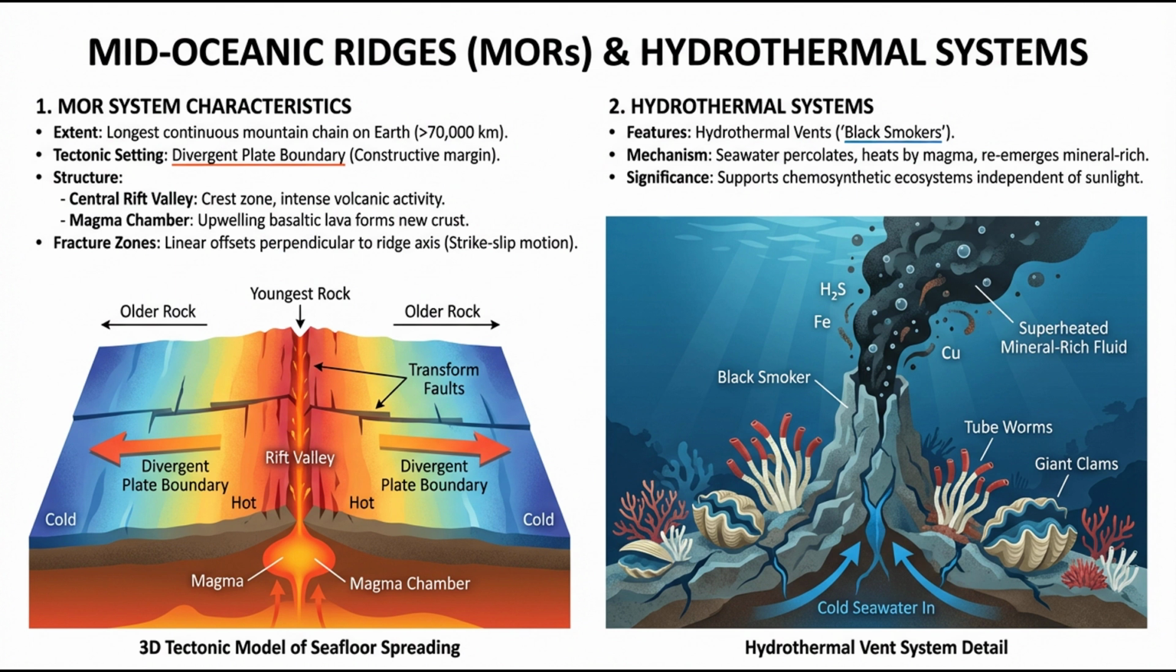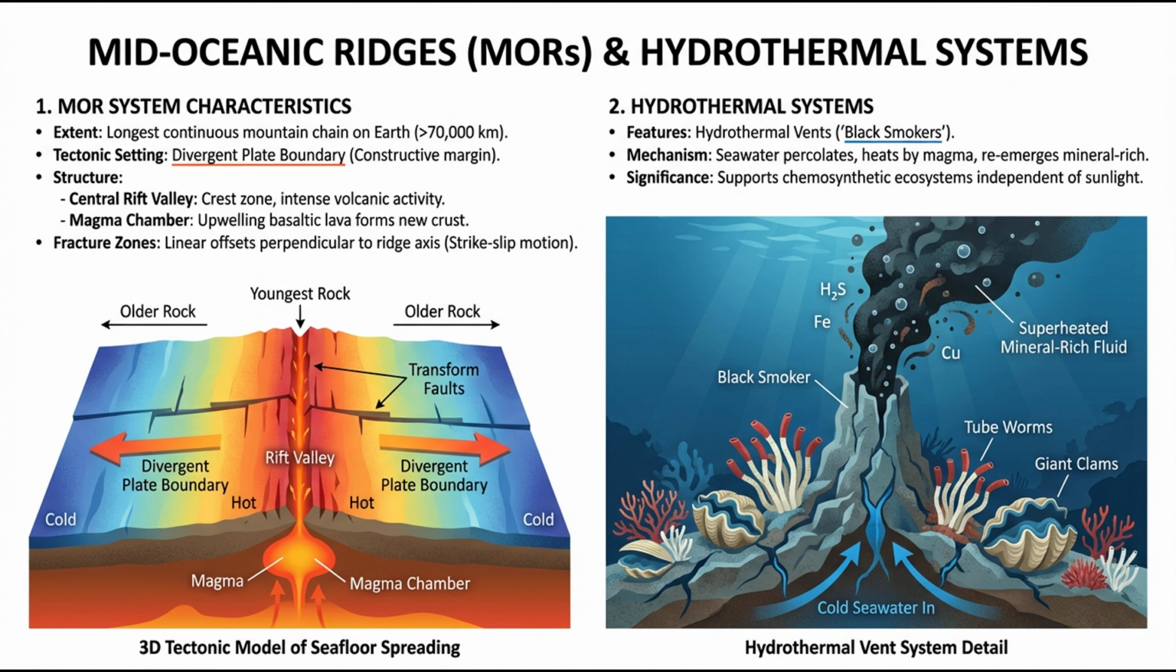But the most fascinating part is the hydrothermal systems. Seawater seeps down into cracks in the newly formed hot crust. It gets superheated by the magma, dissolves minerals, iron, copper, sulfides, and shoots back up into the freezing ocean. When this hot mineral-rich fluid hits cold water, the minerals precipitate instantly, looking like black smoke, hence black smokers.